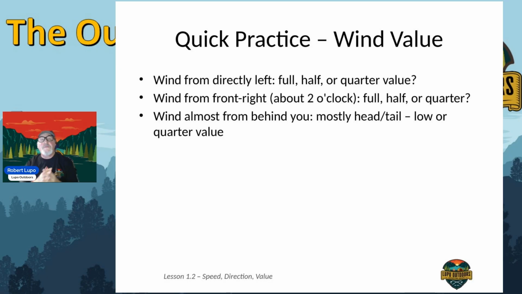Second, wind from the front right, around 2 o'clock. That's a half value. It's half front, half side. Third, wind almost from behind you, maybe 7 o'clock. That's mostly tailwind, so the sideways effect is low, closer to quarter value.